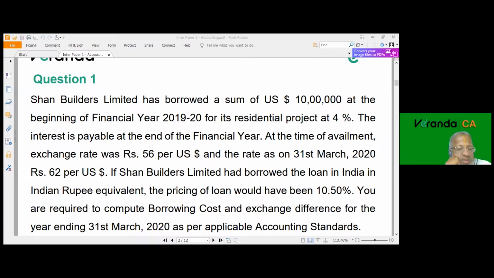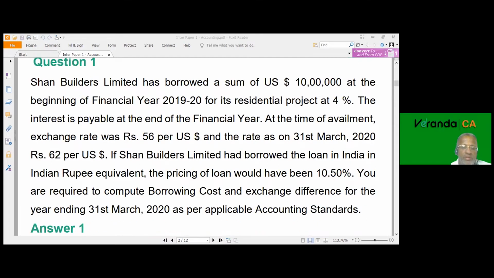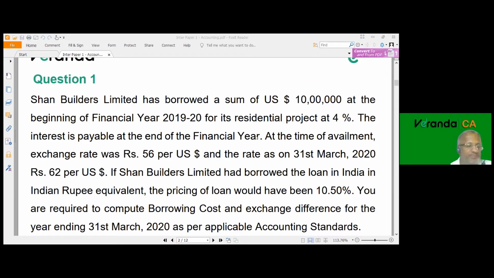If Sean Builders had borrowed the loan in India in Indian rupee equivalent, the pricing of the loan would have been 10.3%. You are required to compute borrowing cost and exchange difference for the year ending 31st of March 2020 as per applicable accounting standards.